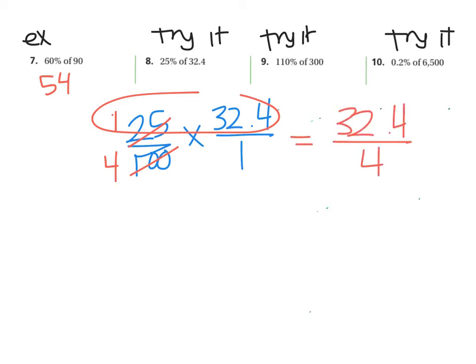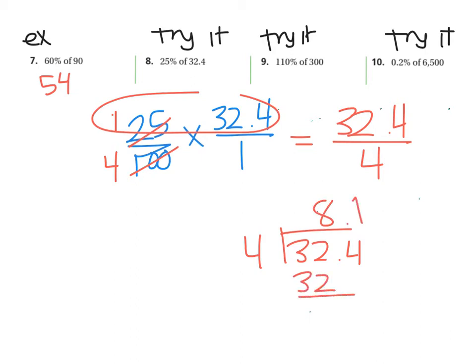32.4 divided by 4. And then I just do some division. That should be 8.1, I think. I just did that in my head, but yeah. So 8.1 is the answer.